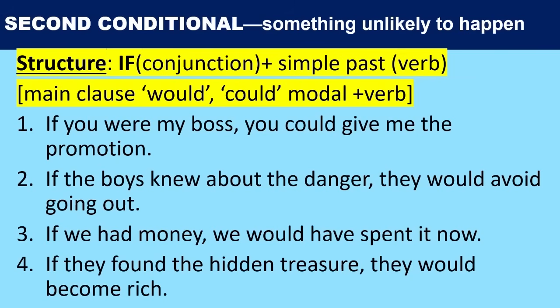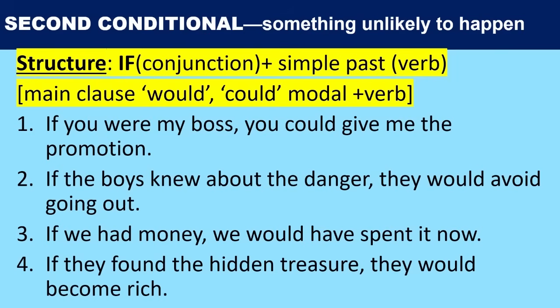If we had money, we would have spent it now. Now unlikely, you don't have money. So if we had money, that is the past form. Have, past form had. We would have spent. That is the modal structure which you are using.